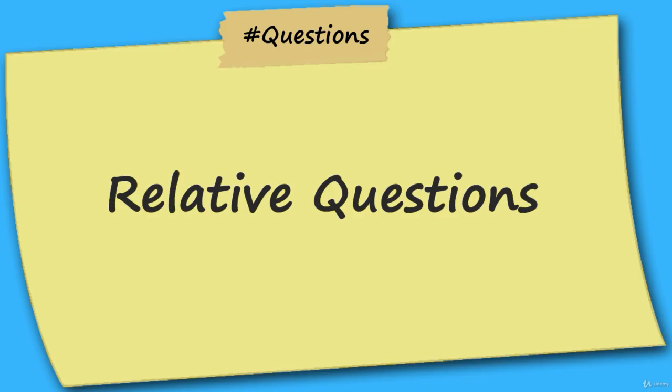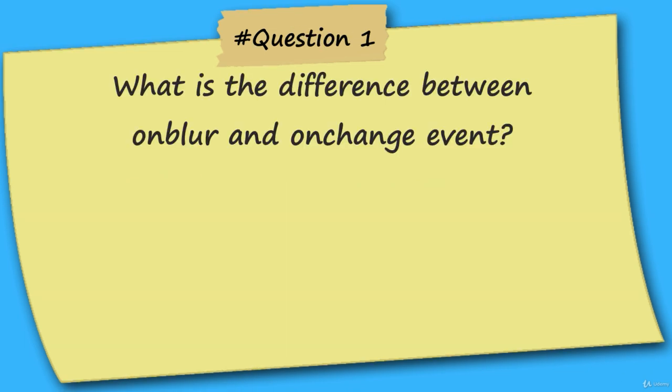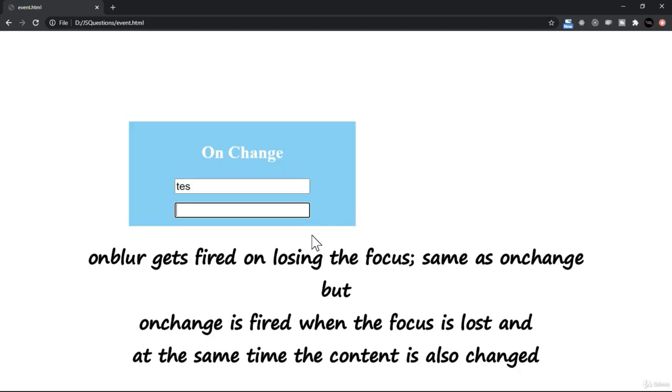Now let's discuss related questions of this topic. The first question is, what is the difference between onBlur and onChange event? The onBlur gets fired on losing the focus, same does the onChange, but onChange is fired when there is also some content changed in the element. That is the major difference.